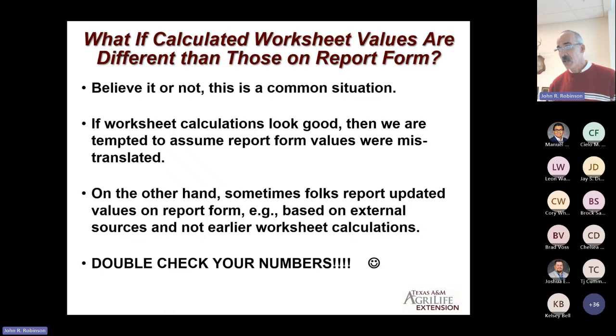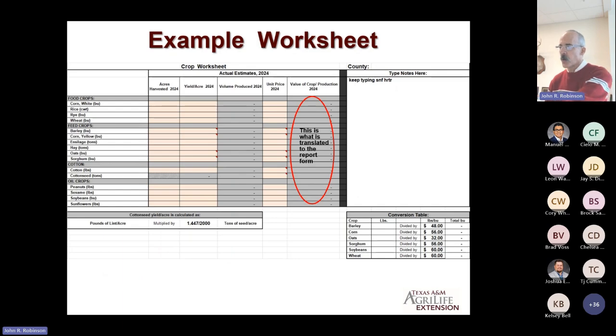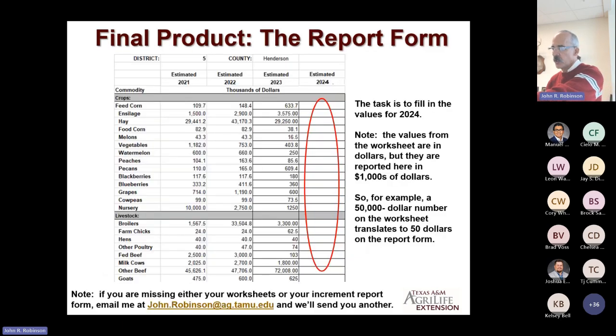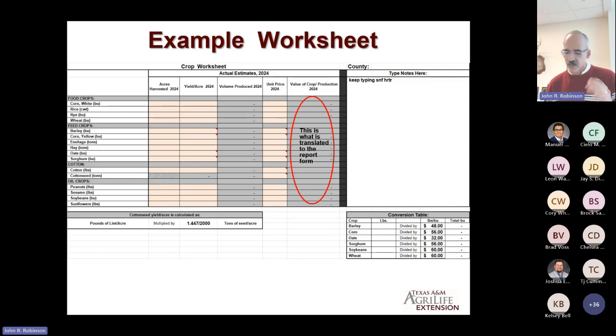And when that happens, that puts me in an odd situation of having to guess which numbers are correct. I might be inclined to think you probably did these first, and then you put in these numbers second, and maybe you were more informed when you put the increment report form numbers in. Maybe you got off the phone with somebody and said, no, it's not 1 million, it's 10 million. Oh, okay. And you changed the number here, but you didn't change the number here.